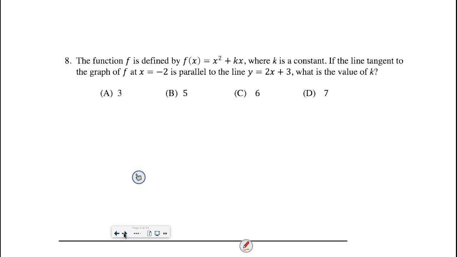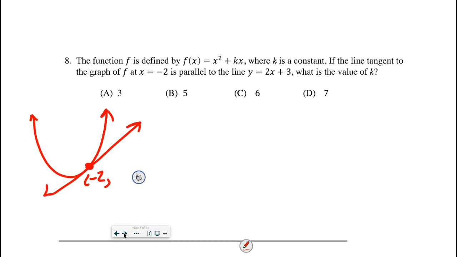So let's go to our next one, number 8. The function f is defined by, what do I know about f? I know it's a parabola that opens up. I have no clue what k is. I'm in search of it. If the line tangent to the graph at x equals -2, so I'm going to draw a tangent line here. I'm going to say that was a maybe at -2. I like to get a sketch down.